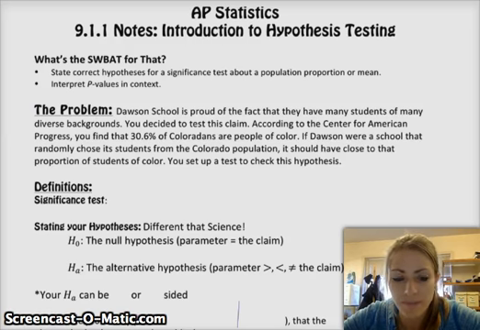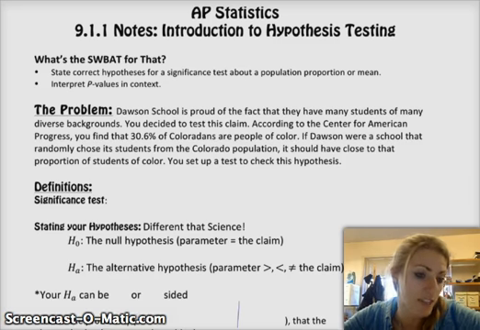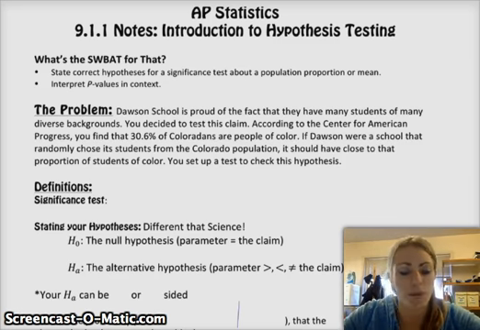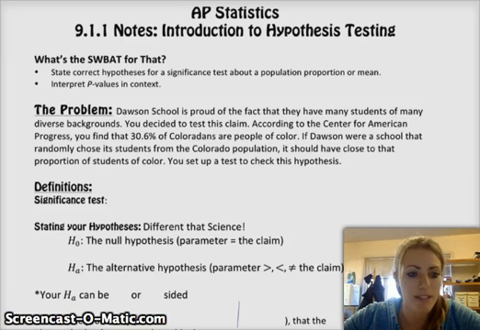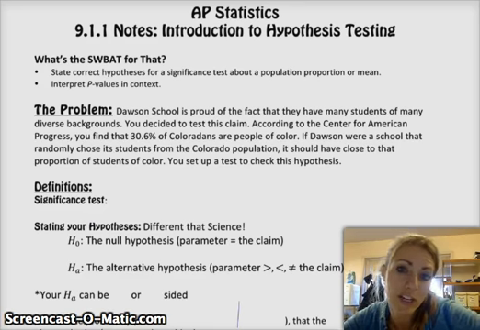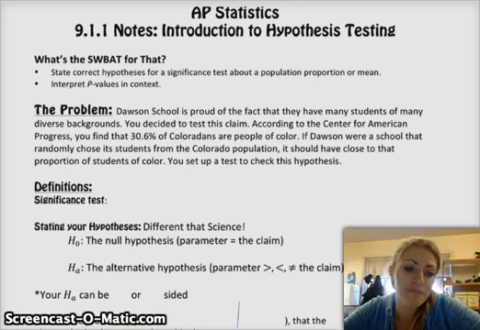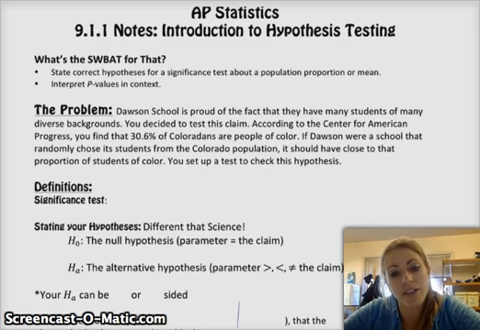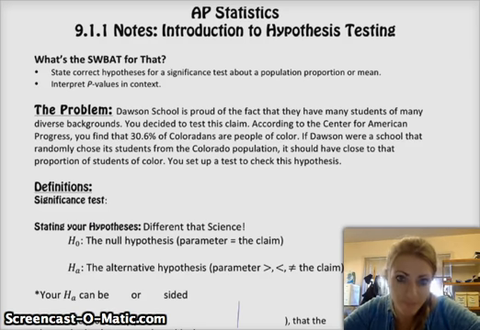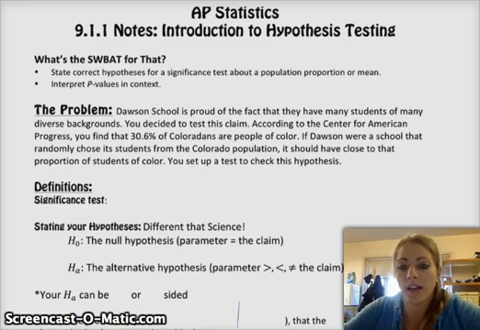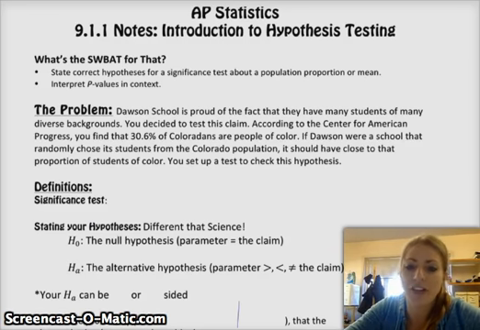And so you set up a test to check this hypothesis. So basically you would end up taking a sample and then from that sample making some observations and doing some calculations and figuring out if Dawson's claim to be representative of Colorado is true or not. So that's kind of our overlying example today.